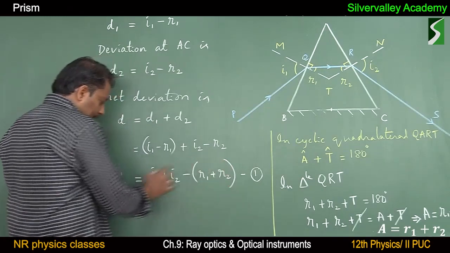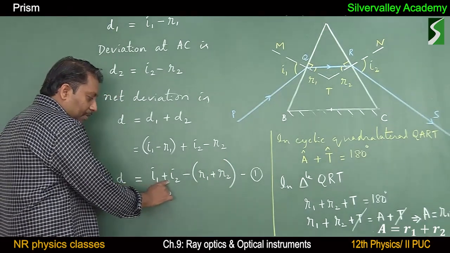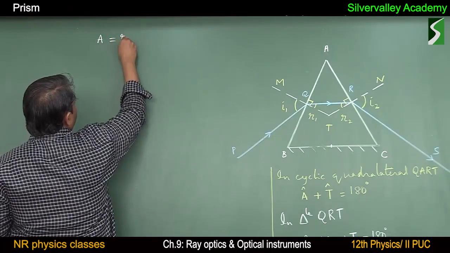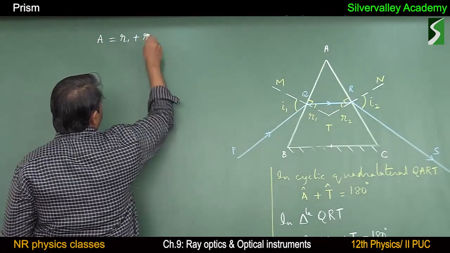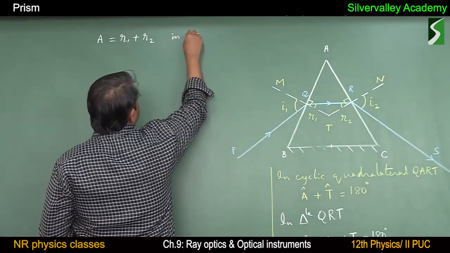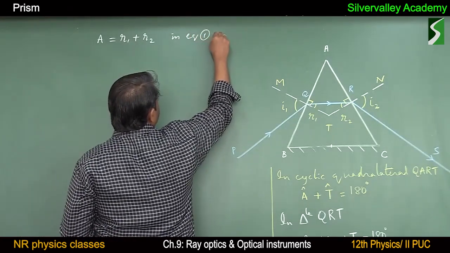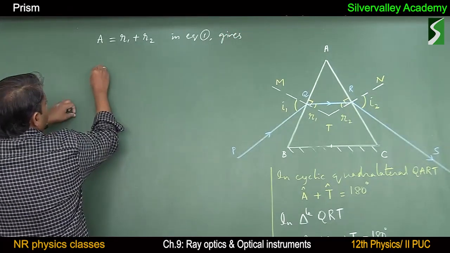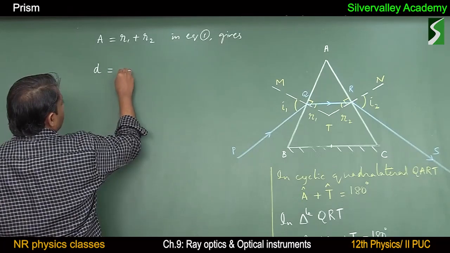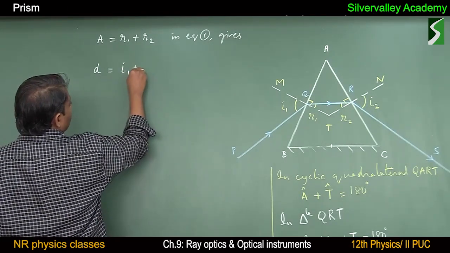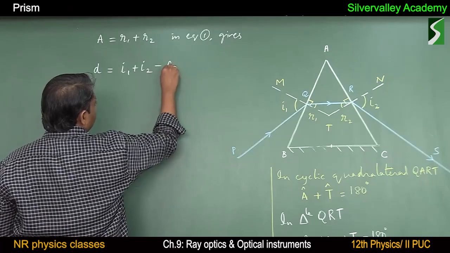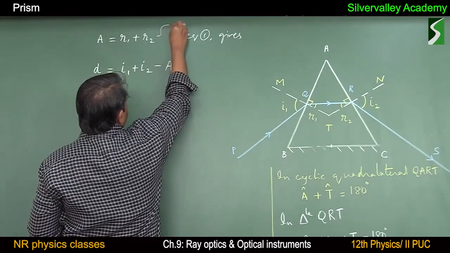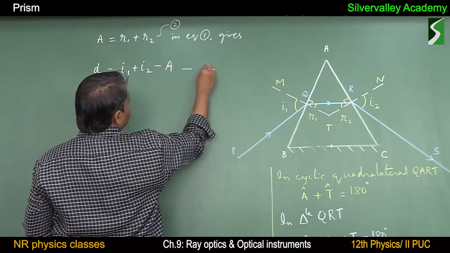Now come to this R1 plus R2. If this is A, then expression for deviation becomes I1 plus I2 minus A. A equal to R1 plus R2. In equation 1 gives deviation equal to I1 plus I2 minus A. Let this be equation 2 and this be equation 3.